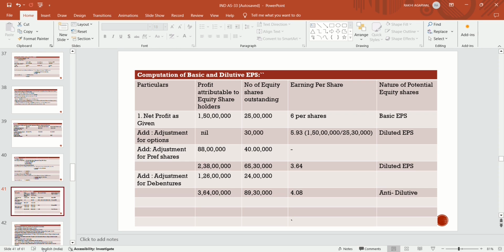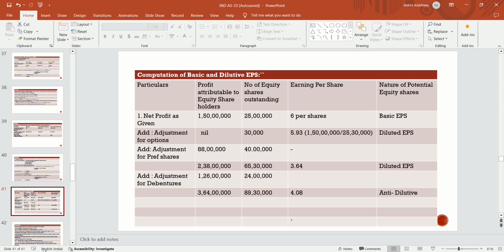Earning per share is 3 crore 64 lakhs divided by 89 lakh 30,000, so it becomes 4.08. This is an increasing pattern. Previously, the earning per share was in a decreasing pattern, from 6 to 5.93 after giving the option effect. After giving the preference effect, it becomes 3.64. Now after giving the debenture effect, it becomes 4.08. So it increases from 3.64 to 4.08, which makes it anti-dilutive.